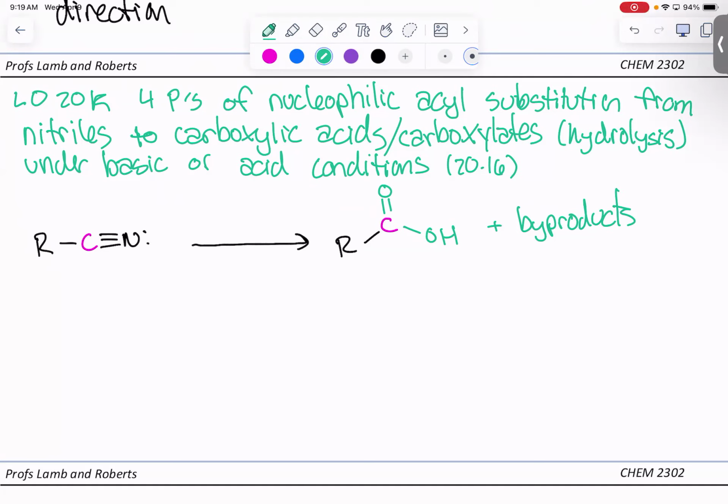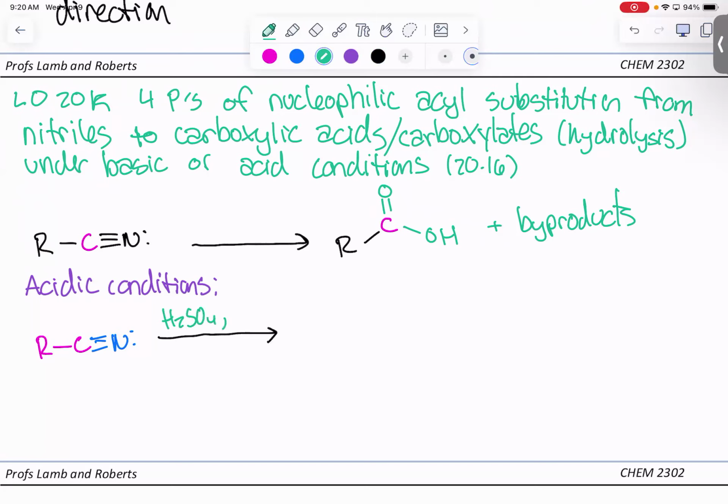So let's see what our conditions are going to be for acidic conditions. We're going to use, of course, an acid here. Let's see what type of acid we can use. We're going to use water as well, so we're going to use H2SO4 and water. And we see that our water is going to be incorporated into our carboxylic acid.